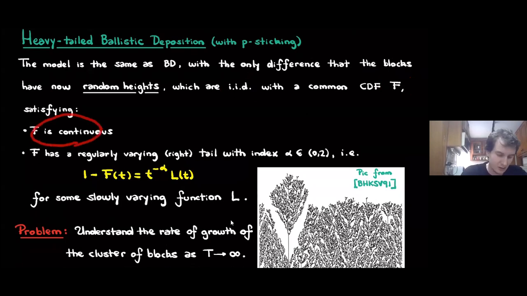First of all, it's continuous, so there are no atoms in the distribution of these random heights. And most importantly, I'm going to assume that the right tail of this distribution is regularly varying. The left tail is 0 because F is the distribution function of a non-negative random variable, so the left tail doesn't matter. But the right tail is regularly varying with some index alpha between 0 and 2. So if you consider the tail of this distribution, it behaves like t to the minus alpha times some slowly varying function L.